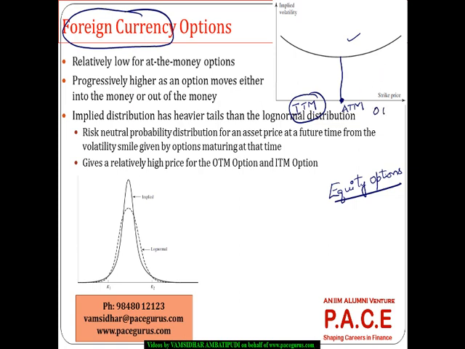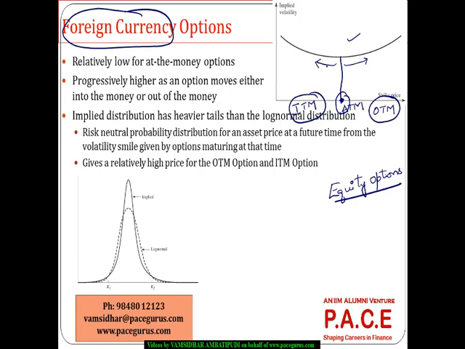Similarly, this side looks like out of the money for the call because the strike is more than the stock. So this becomes out of the money for the call and in the money for the put. Now what we are saying is that typically when I look at a foreign currency option, the implied volatility graph looks more like this. It is the lowest at the money. The moment the option moves more in the money or out of the money, we see that the implied volatility is going to be higher.